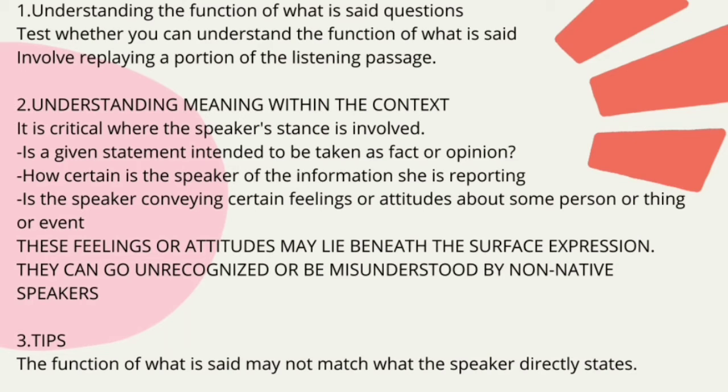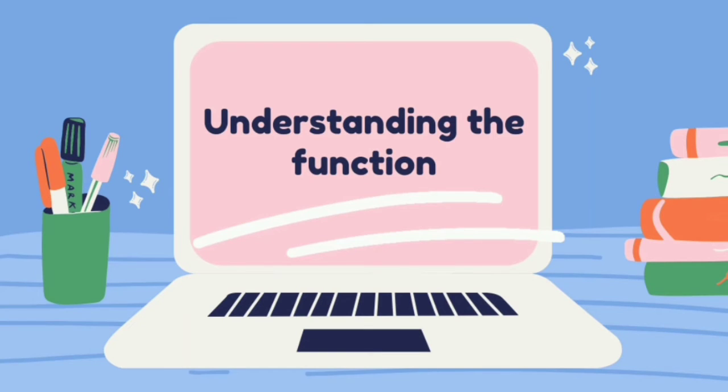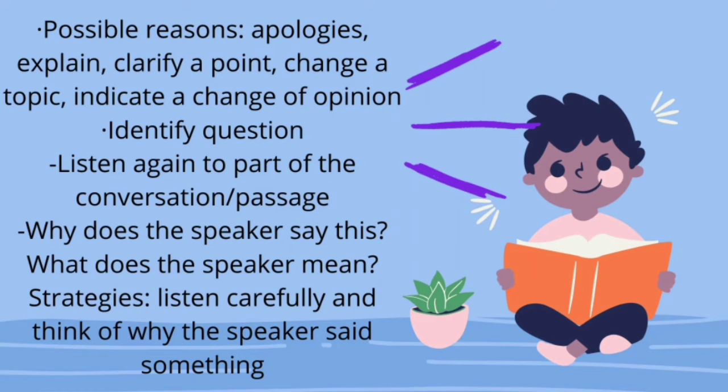And the next is understanding the function. Possible reasons: apologize, explain, clarify a point, change a topic, indicate a change of opinion. For identify questions, listen again to part of the conversation or passage. Why does the speaker say this? What does the speaker mean? And the strategy: listen carefully and think of why the speaker said something.